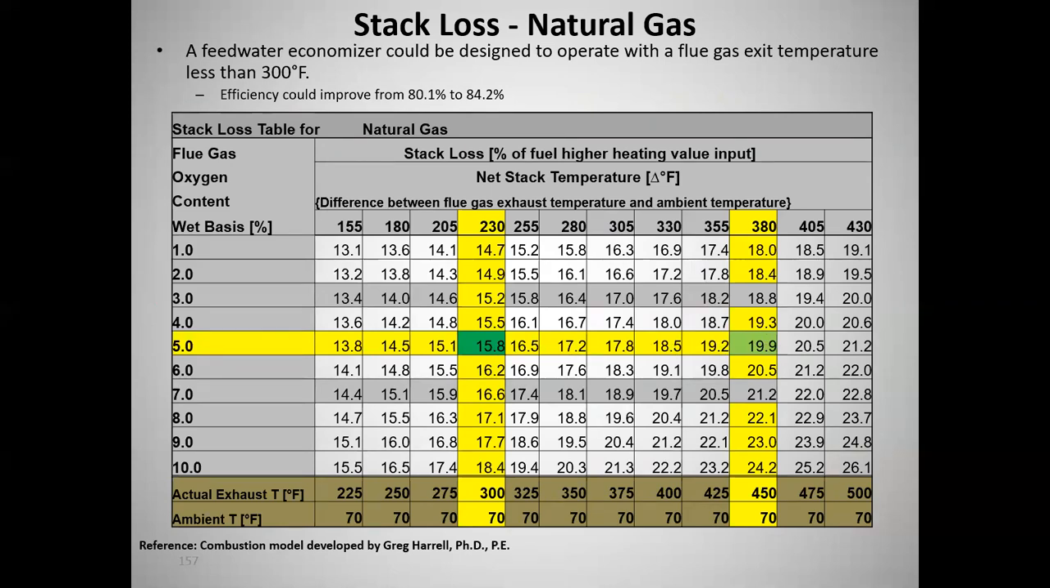Okay. So if we start here, we could reduce it to 300. 300 minus 70 is the net stack temperature, 230, and that gets the stack loss down to 15.8. Whoa, what is that? Is that 4.1? Yeah, that's 4.1%. That's significant, for sure. So the boiler efficiency could improve from 80.1 to 84.2.